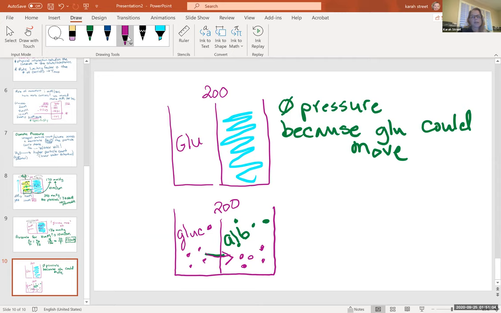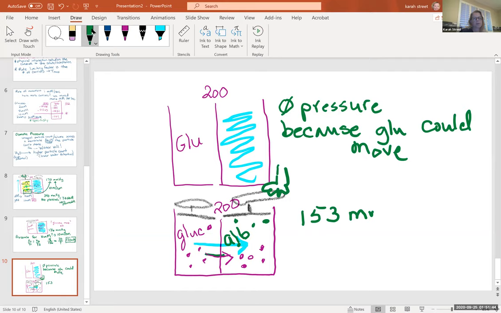And now you can see on the right side where the albumin and glucose is, again, because glucose diffused, we have a lot more particles than the left side. So which way will water move? Towards albumin. And you had to apply a pressure because the water went towards that albumin side. You had to apply a pressure to stop that movement, and you applied a pressure of 153 millimeters of mercury.